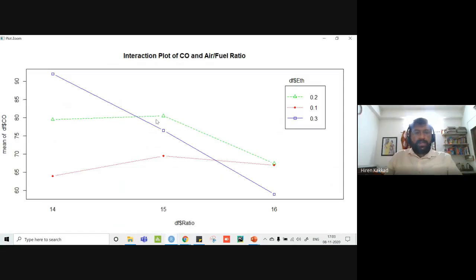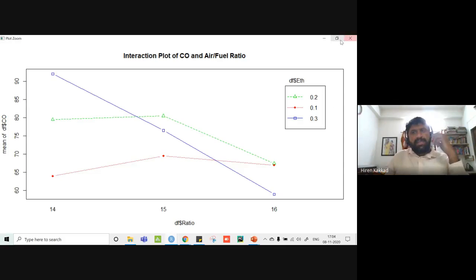Now here you can see, this is what I was talking about, the point characters. These point characters are there. And this is b, that is the line that is shown over here. And here you can see on the x-axis it is the ratio, that is 14, 15, and 16. And on the y-axis it is the carbon monoxide emission. For all these different lines, these colors are used, and these colors are nothing but represented by the ethanol level.